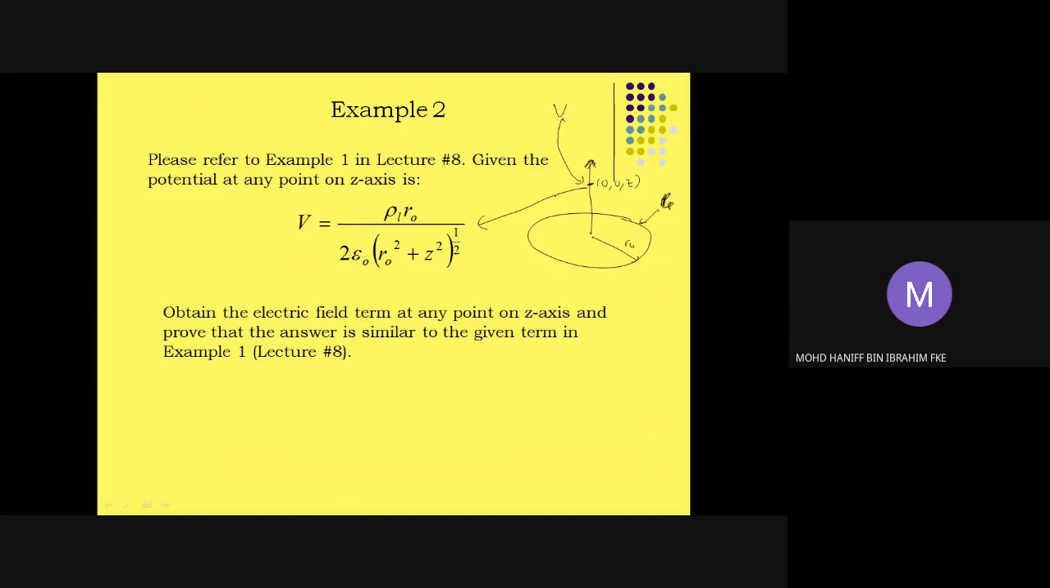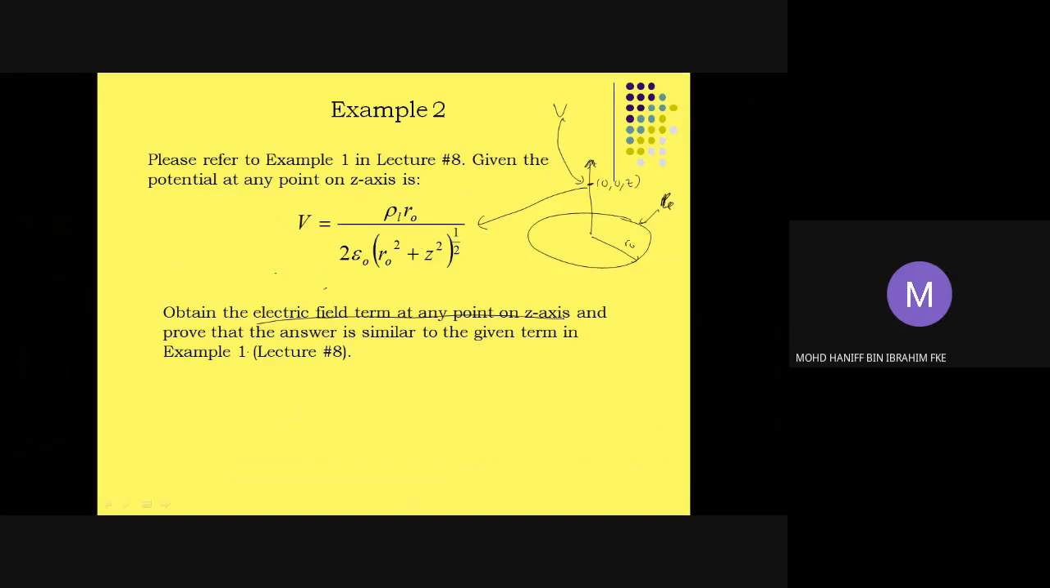The question is: obtain the electric field terms at any point on the z-axis and prove that the answer is similar to the given term in example 1. So basically, this is to find the E field if you are given the V, which is to test our understanding of the potential gradient method.